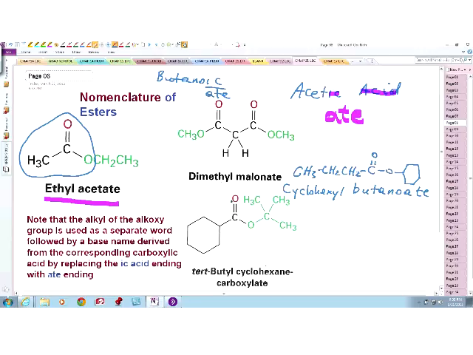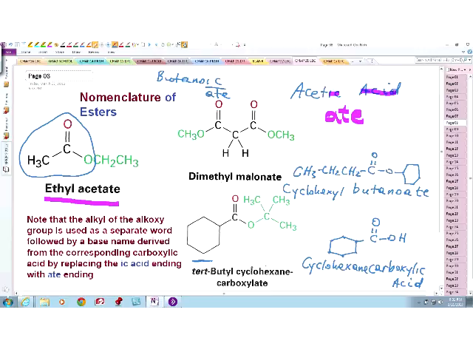Now, in the case of an ester from a cyclic ring system, just as we have here, if you recall, the corresponding carboxylic acid of this molecule will be this here. That would be the corresponding carboxylic acid. And what would be the IUPAC name for that acid? Cyclohexane carboxylic acid. Very good. So this is cyclohexane carboxylic acid. So that would be the corresponding acid here.